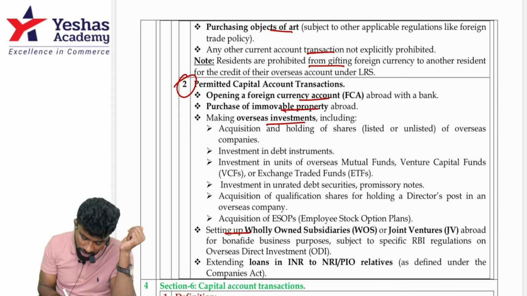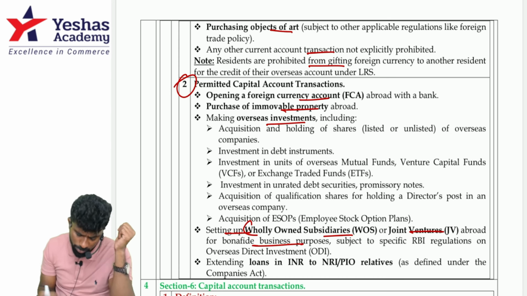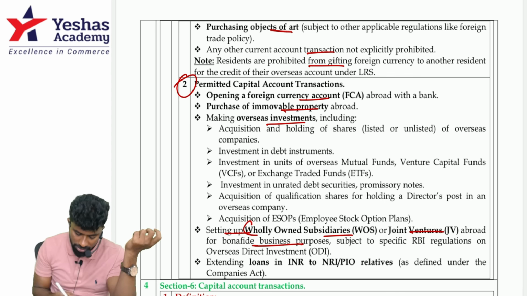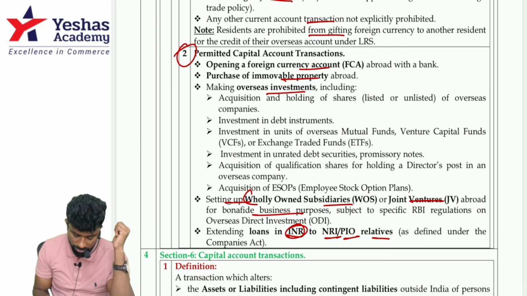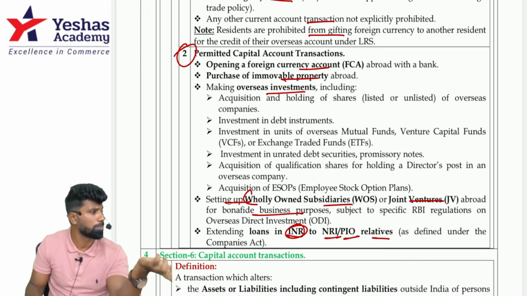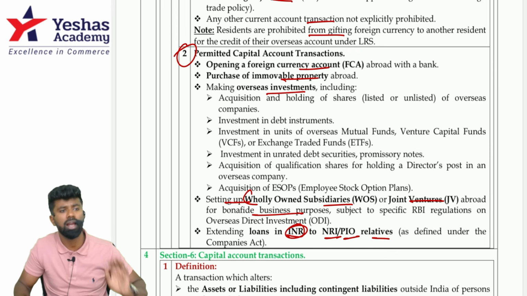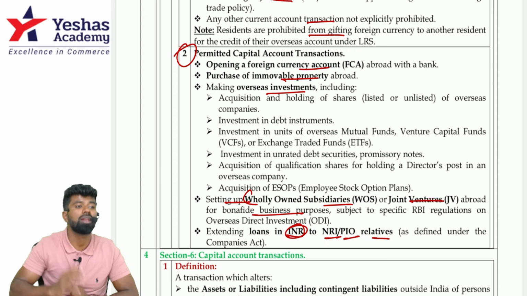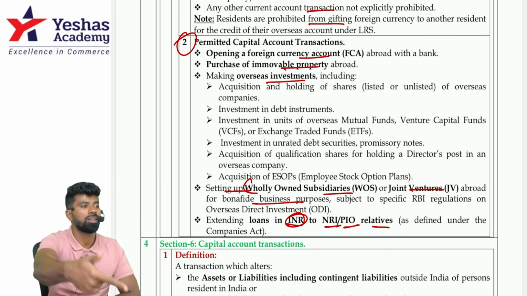Next one, setting up what? Wholly owned subsidiaries, joint ventures abroad for what purpose? Bona fide business purposes. Extending loans to whom? NRIs and PIOs, persons of Indian origin or their relatives, as defined for companies. For all these purposes, you can use the money drawn in which one? LRS scheme. Clear with this? These are the capital account transactions for which you can use the money drawn in the LRS scheme.